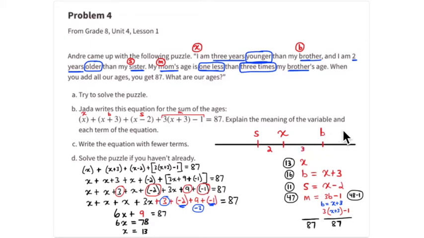The key to this, in my opinion, is to start with a number line. You will not get confused if you use this number line.